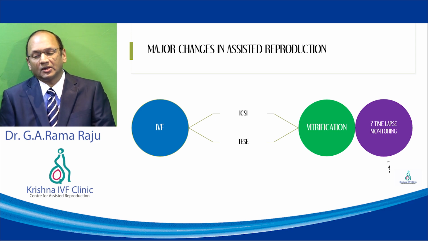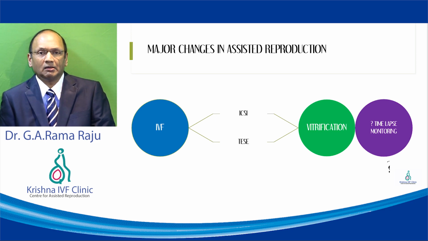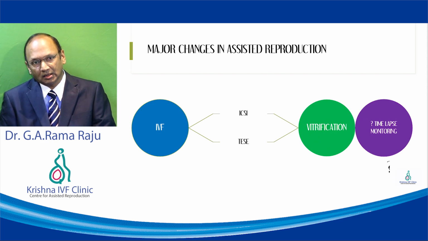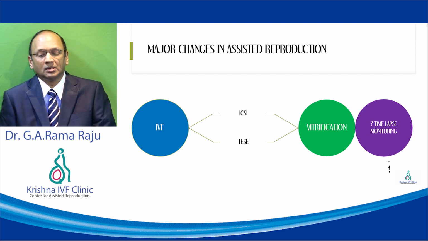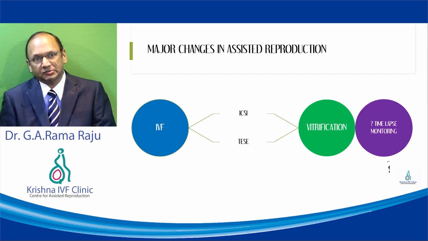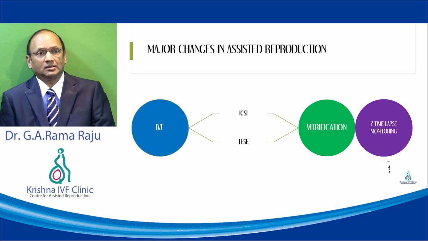All of us have seen in reproductive medicine a lot of technologies come and go, but there are only 4 major technologies for our reproductive fertility which have stood the test of time. One is in vitro fertilization, the second is intracytoplasmic sperm injection, then testicular sperm extraction or aspiration, and vitrification. Most probably time-lapse technology might be the 5th one, but only time will answer that question.